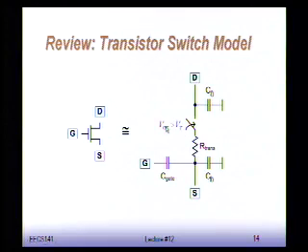The resistance in the on state depends, we said, on the sizing, on the value of VT, and on the value of VDD. In particular, the resistance is inversely proportional to the W over L of the device and to the difference between VDD and VT. Okay? It's actually inversely proportional to the product of these two and to the electron mobility.